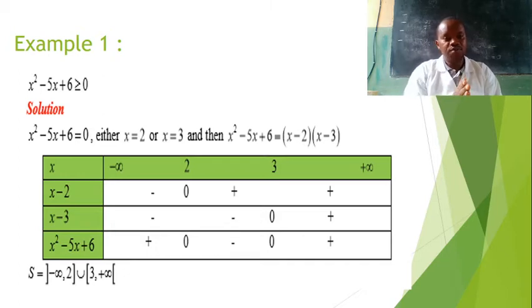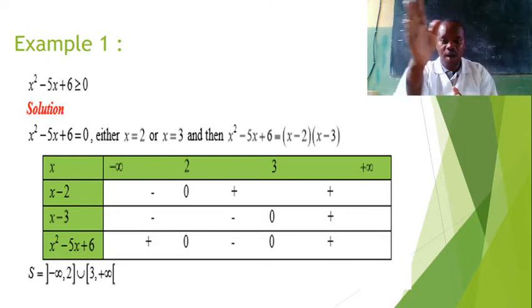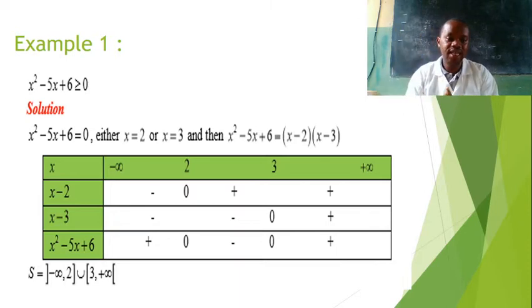We do the same for x minus 3. It means that between minus infinity and 2 we put negative, and from 2 up to positive infinity the sign of x minus 2 is positive.